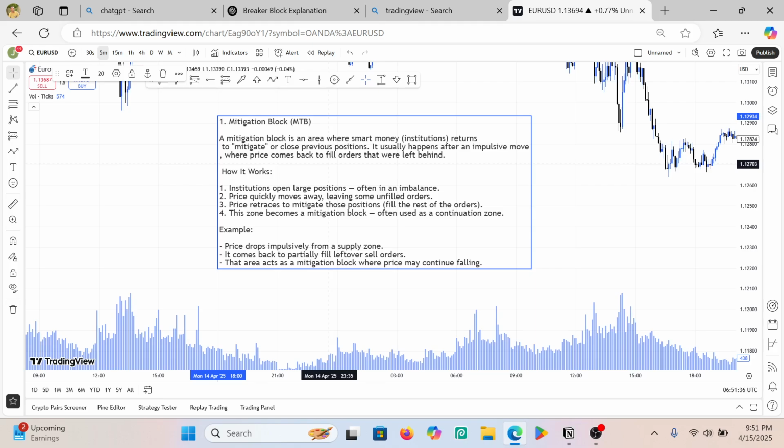So how does it work? Institutions open large positions, often in imbalanced areas. Imbalances are fair value gaps, or three-candlestick formations where a gap is formed between the first and the third candlestick. We are going to discuss the imbalances in the market, also known as fair value gaps.